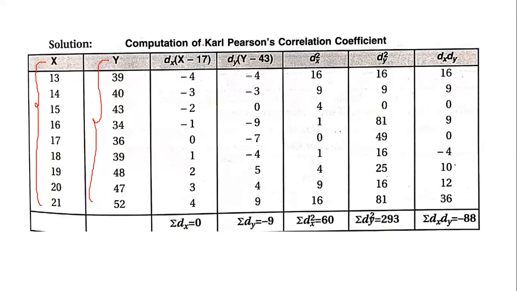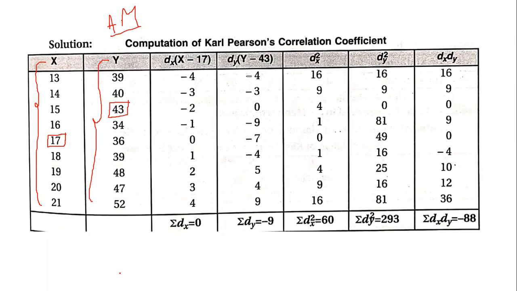Then we are using the assumed mean method. So we are assuming 17 here as the assumed mean for x and 43 here as the assumed mean for y. You can do it by using actual mean. Just make sure the value of x bar should not be in fractions. If not, you can use the assumed mean method directly.